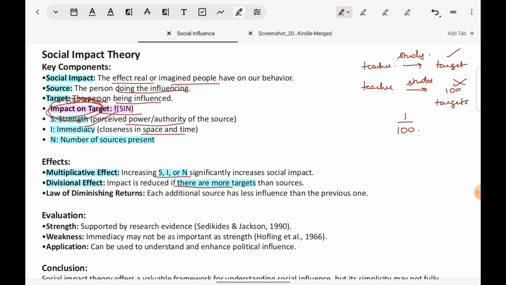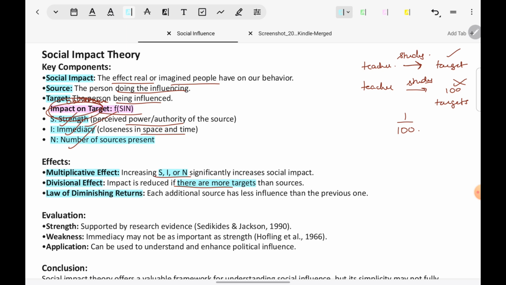Now, why this would happen, you can understand logically. When a teacher directly confronts only one target, one student, and asks that student to study, S, I and N are all strong, especially S and I are very strong. Her source strength is high and immediacy is very strong because her physical presence is very high. Imagine a time when a teacher told you directly to study, but when she addresses the entire group of students together, in that case immediacy starts to fall down and even her perceived strength in the eyes of the students comes down. Because they take her to be at a distance. They don't feel that closeness to her. That is why. And another effect that has been explained here is the law of diminishing returns.